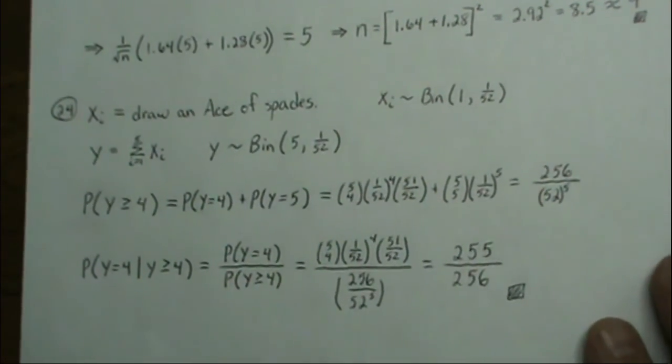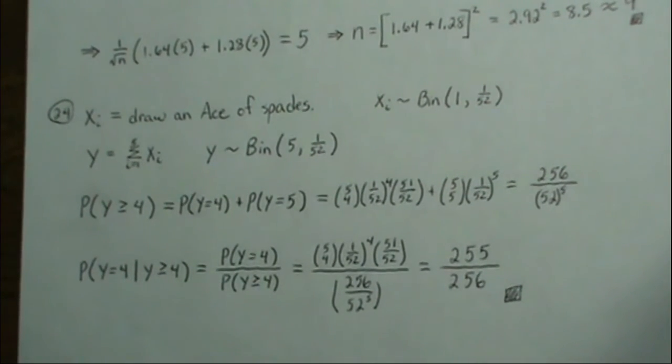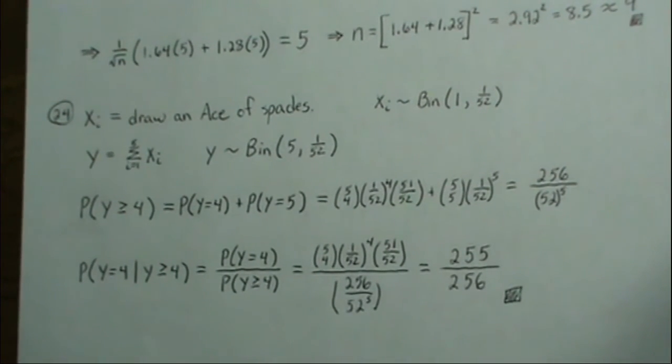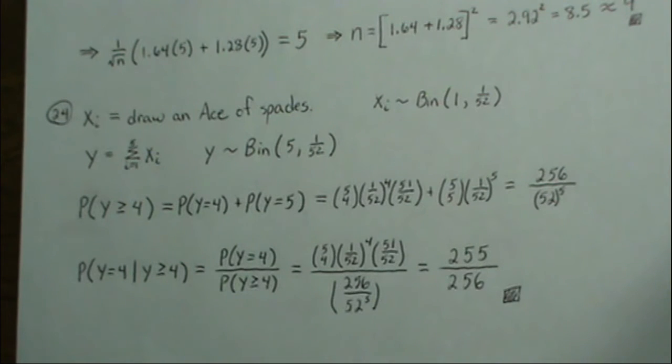So number 24, this is kind of a fun one. We draw cards one at a time with replacement, and we want to know the probability that we draw 5 cards, and that we draw the ace of spades exactly 4 times out of the 5, given that we've drawn the ace of spades at least 4 times.